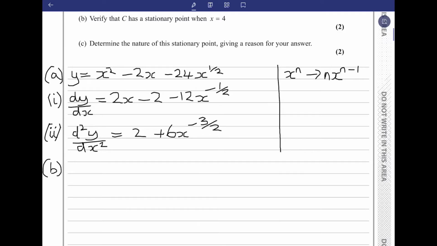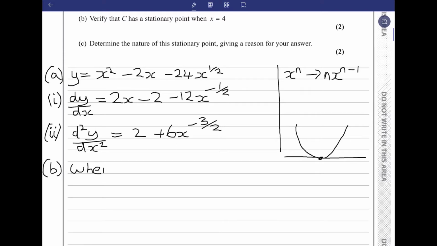So stationary points are when a curve has no gradient. If we've got a curve like this, then this point here is a stationary point, as there's a tangent to the curve, and tangents like this have no gradient. So what we're looking for is, we're essentially trying to show that when x equals 4, dy by dx equals 0. So let's do that.